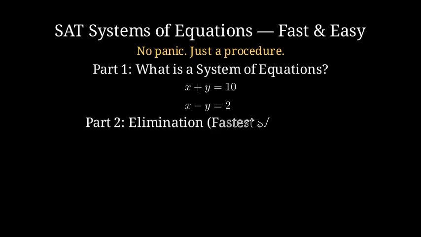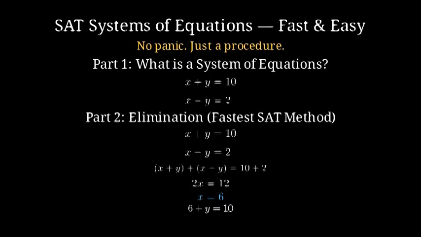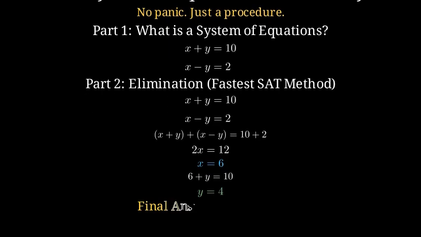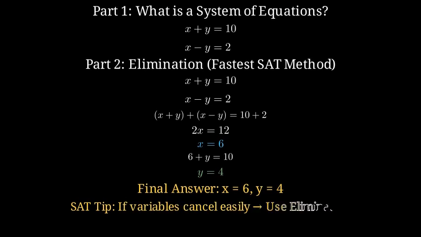Part 2. Method 1. Elimination, the fastest SAT method. We'll solve x plus y equals 10 and x minus y equals 2. Step 1. Add the equations. That gives 2x equals 12. Step 2. Solve for x, which gives x equals 6. Step 3. Plug back in. 6 plus y equals 10, so y equals 4. SAT tip: if variables cancel easily, use elimination.